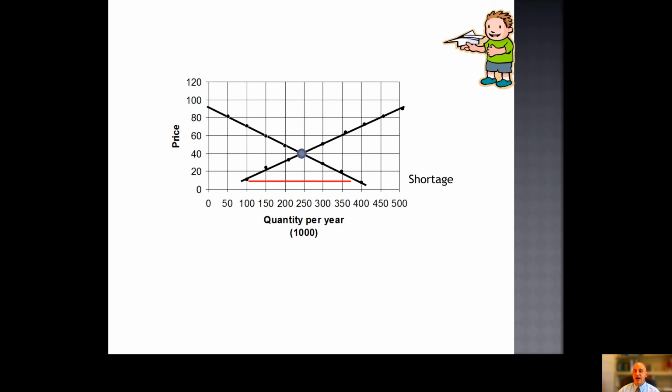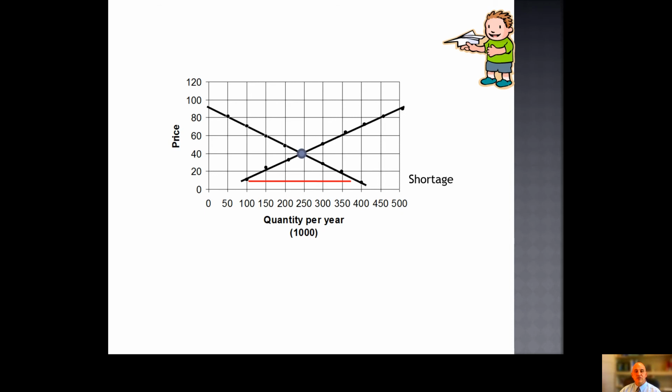So that's oftentimes why businesses will put things on sale. They're trying to get rid of inventory, maybe. They have too many items on the shelf, and they've got to lower the prices in order to clear the shelf off. Now, if the price is too low, then we have a different scenario.